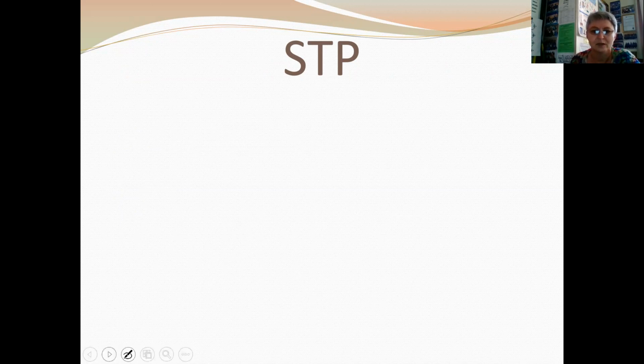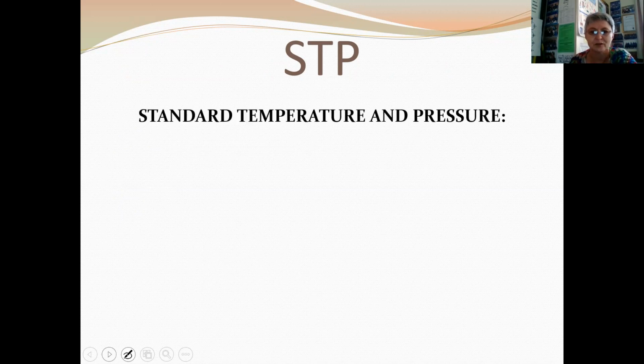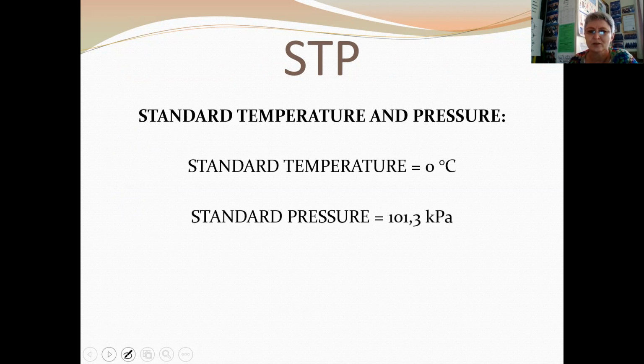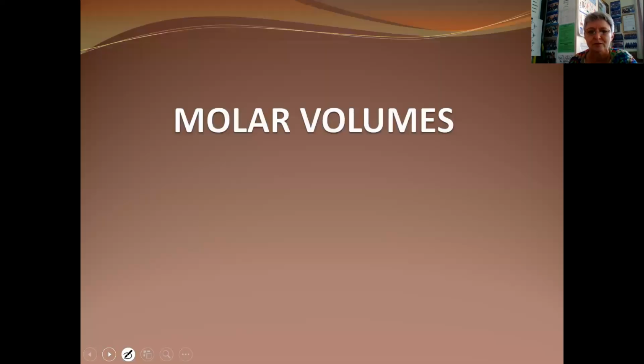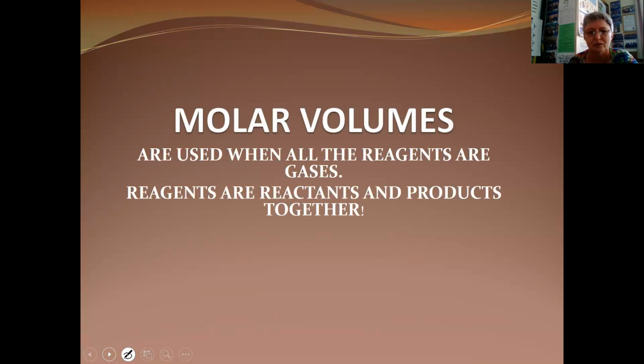So scientists had to define a standard temperature and pressure, which is the following. The STP means standard temperature and pressure. Standard temperature is 0 degrees Celsius, or as I've introduced in class, 273 Kelvin. And standard pressure is atmospheric pressure, or 1 atmosphere, which is 101.3 kilopascals.